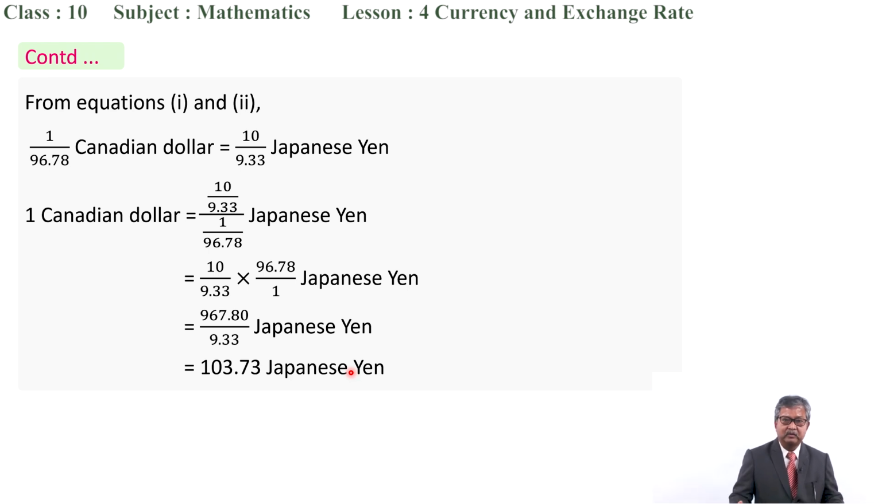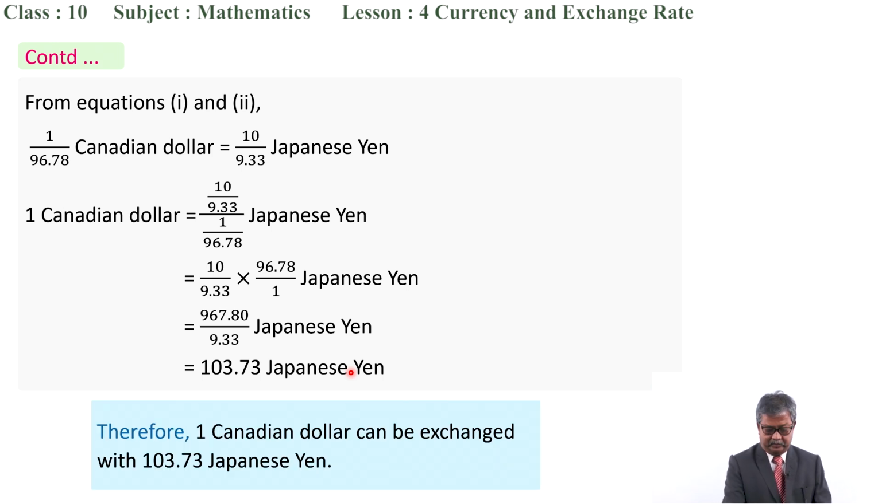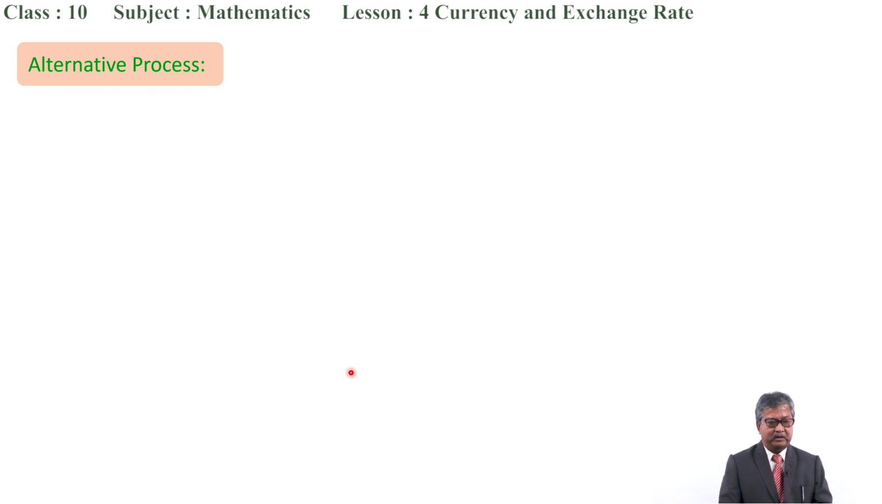In this way we have to convert the Canadian dollar into the Japanese yen. Similarly, we can convert the currency of 2 or 3 countries to the other country's currency also. Now the same problem, let's discuss by the alternative method also. So now the alternative process: our problem is what? We convert the Canadian dollar into the Japanese yen, isn't it?